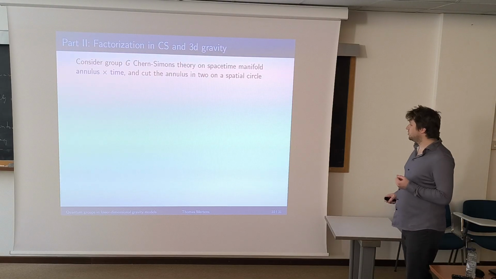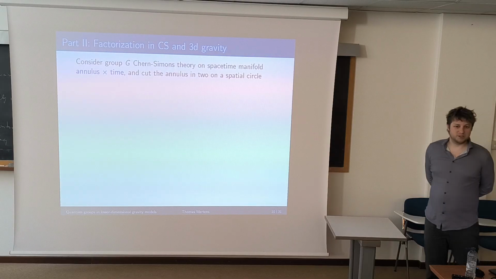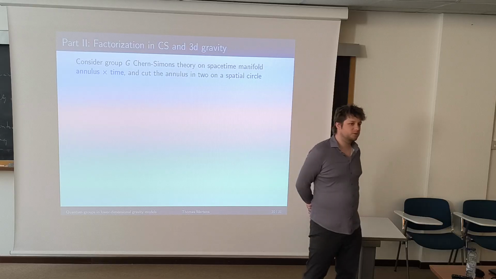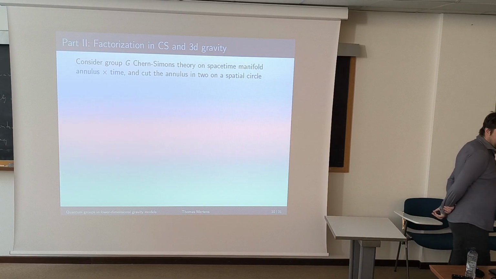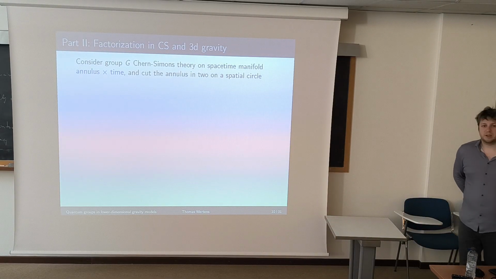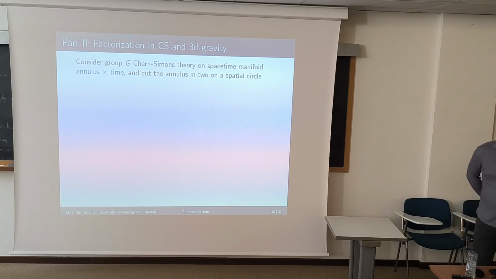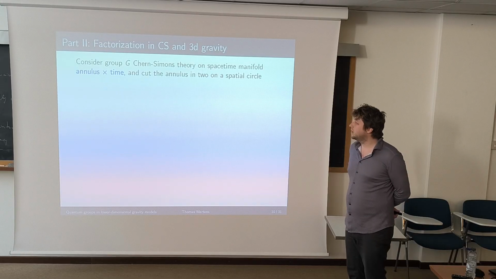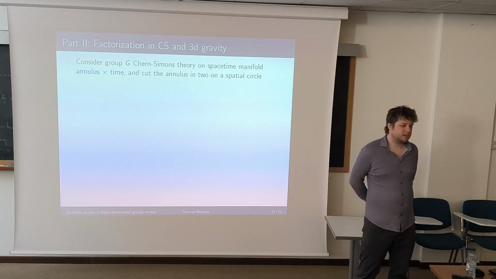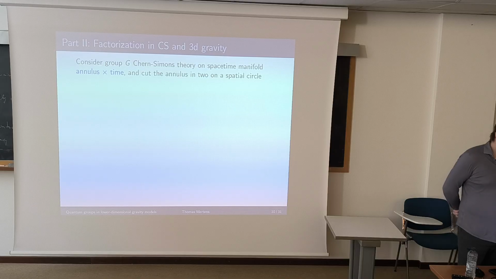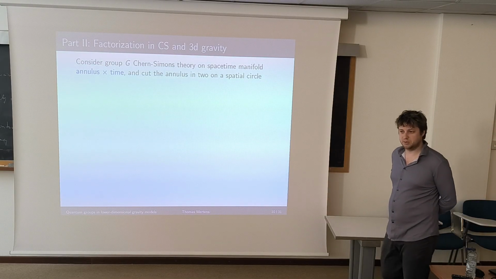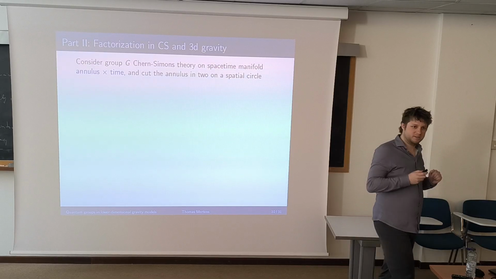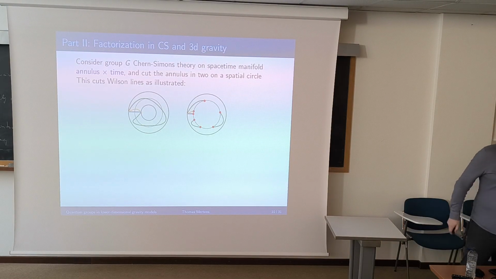Okay, so now I've come to the second part of my talk, which is completely independent and completely different from the first part. It's a different model where I'm going to try to find quantum group structure, but now in 3D gravity. The situation that I will be interested in is 3D Chern-Simons theory with group G on a space-time manifold that is an annulus times time, where the annulus is my spatial slice, and I will be interested in cutting this annulus in two pieces on a spatial slice. So an annulus is a ring, and I want to cut that ring in the middle so that I have an inner ring and an outer ring. That's essentially the setup that I want to study.